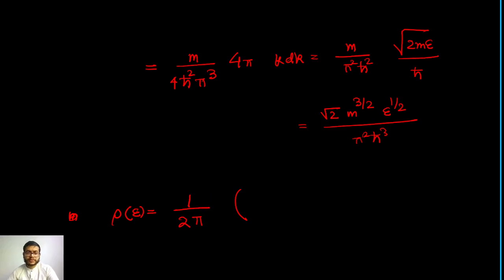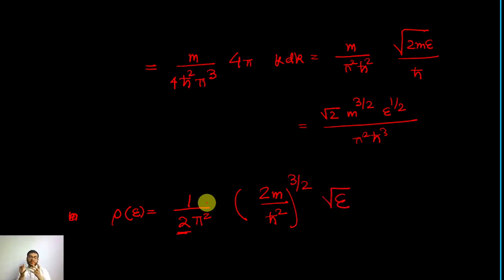Let's try to simplify this a little bit. So what we can write here is 2 pi square. We can actually have a 2, so it will become 2m by h bar square whole to the power 3 by 2 root E. So that is the number of electrons having the energy E in the system, right?